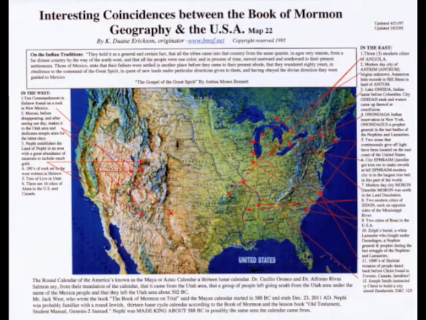This is the coincidence map, and there's lots of interesting things there, lots of cities that are still in use today, lots of lakes and things that are still in use today, even the Ten Commandment stone in New Mexico, trees of life and things like this that also pertain to Book of Mormon history.